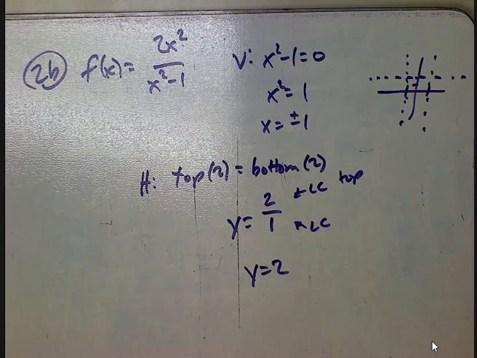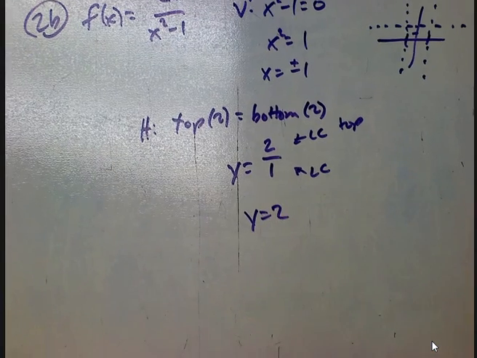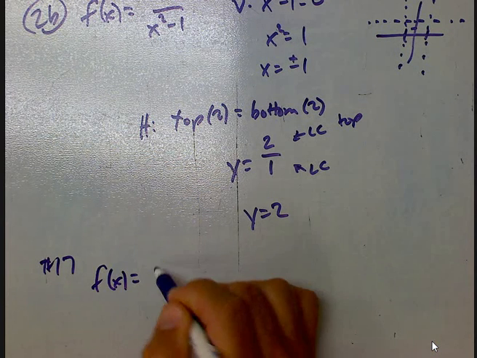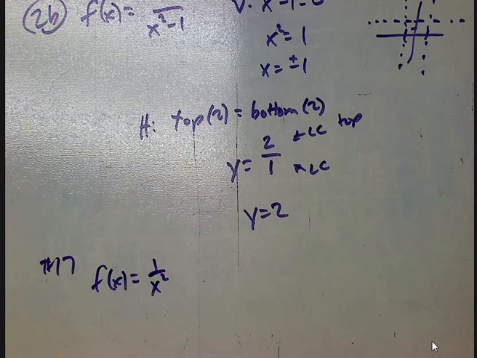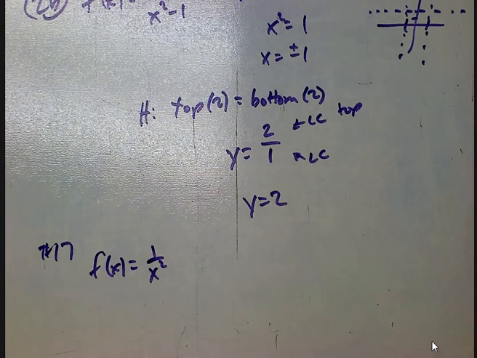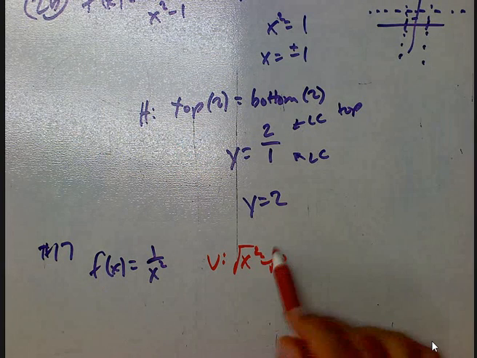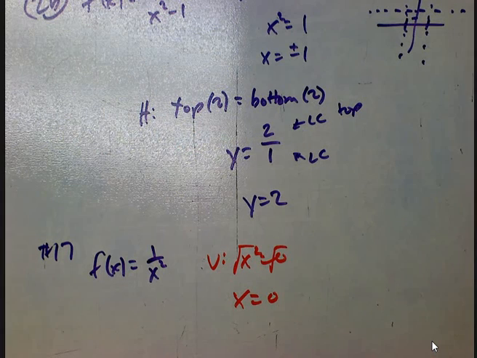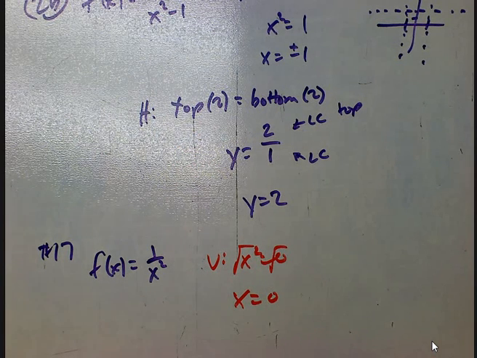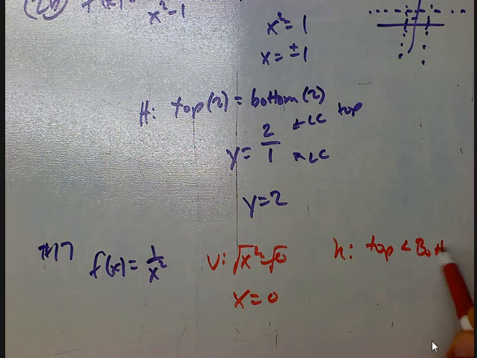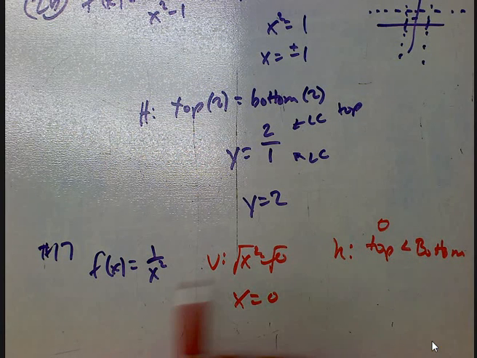What I want you to do now is try number 17. Number 17 says f of x equals 1 over x squared. Find vertical and horizontal asymptotes, press pause, and come back and see if you got it right. Okay, so for the vertical, we say x squared equals 0. Square root both sides, x equals 0. There is no plus or minus 0, so it's just x equals 0. Then for the horizontal, I notice that the top is less than the bottom because the top degree is 0, the bottom degree is 2. So therefore, the horizontal asymptote is y equals 0.